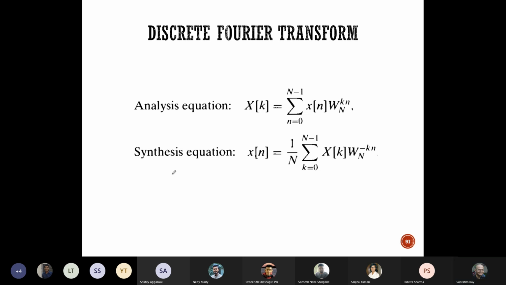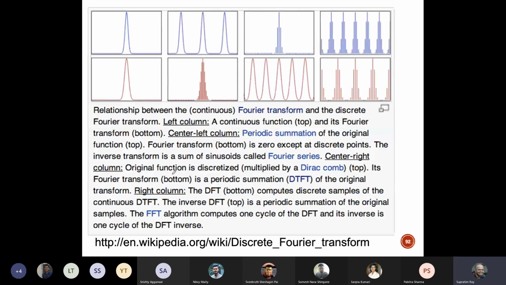So here's a nice thing in Wikipedia that I found, which actually shows the different transforms very well. On the left hand side, you have a continuous aperiodic signal, and this is its Fourier transform. Okay, so this is aperiodic, and this is its Fourier transform.